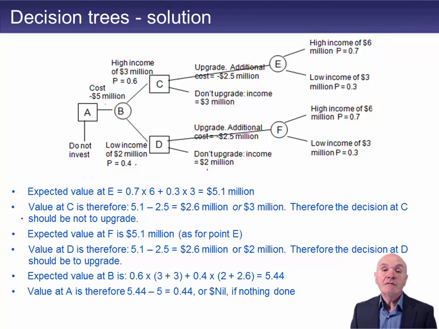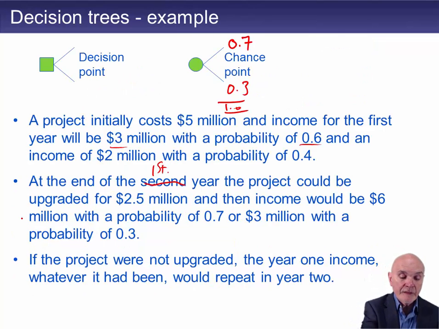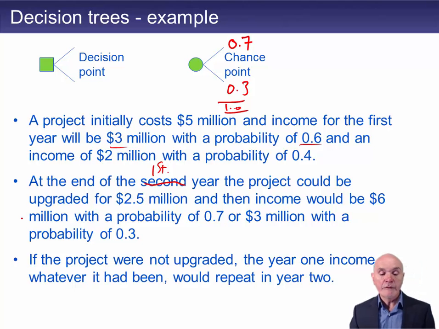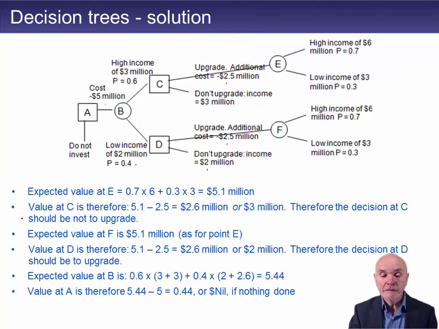Or I can upgrade, and if I upgrade, I'm spending in both cases an extra 2.5 million. And then again, I'm in the hands of fate. I upgrade, I start trading in year 2, and the scenario said back here, we're going to get upgrade for 2.5 million, would then be 6 million with a probability of 0.7, 3 million with a probability of 0.3. So 6 million, the probability of 0.7, 3 with 0.3 in both cases, okay? And that's a diagram formed.